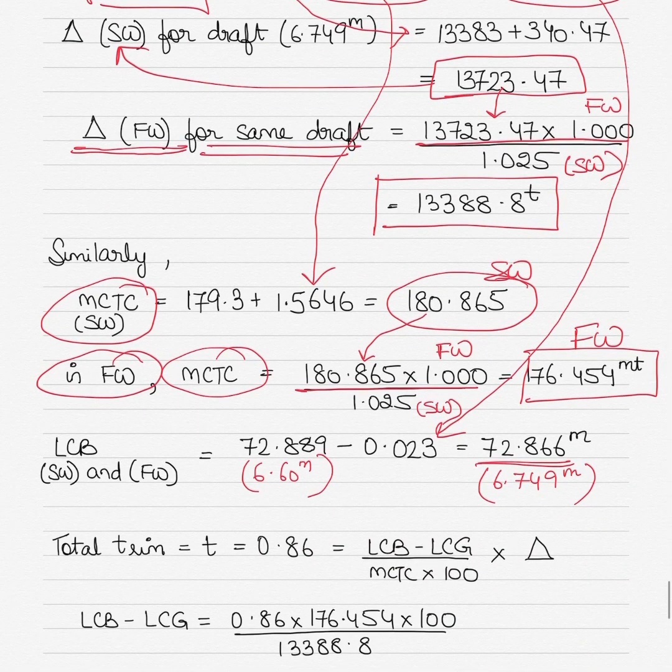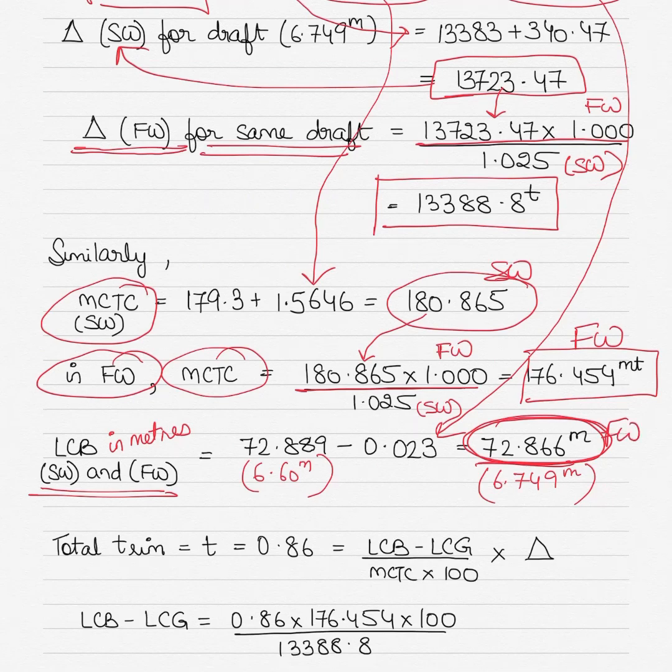But for values like LCB, LCG, which are in meters, whatever you see in the hydrostatic tables, the unit of which is meters, your value will remain the same for seawater as well as for freshwater. You don't have to interpolate it or convert it for freshwater. So your LCB that you calculated using the correction value or from the hydrostatic tables will remain the same for seawater and freshwater. You don't have to multiply it by 1 and divide by 1.025.